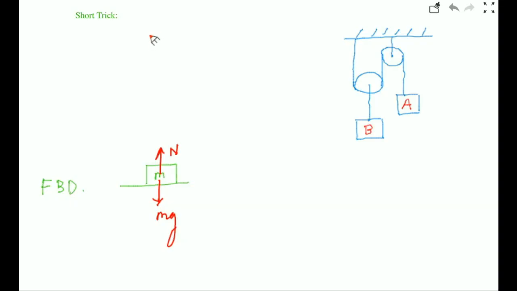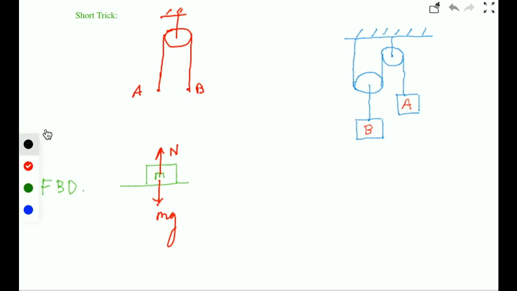Let's go for the constraint motion, so motion dependent on each other. Suppose you have one pulley attached here, and there is one string and there is another string. Suppose this point is A and this point is B.